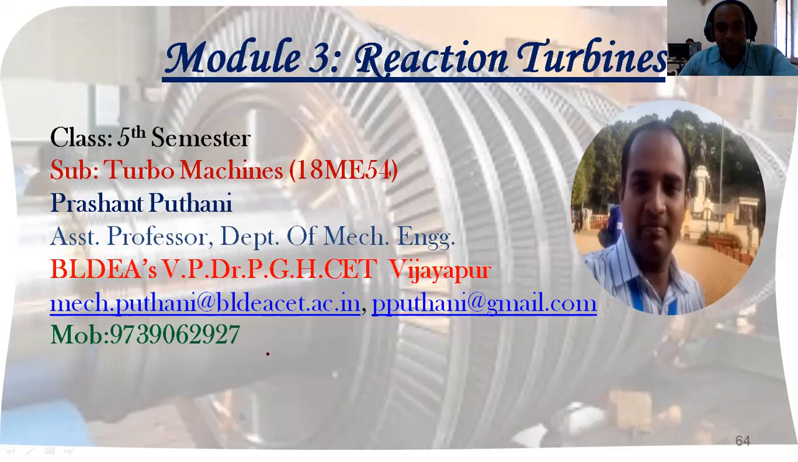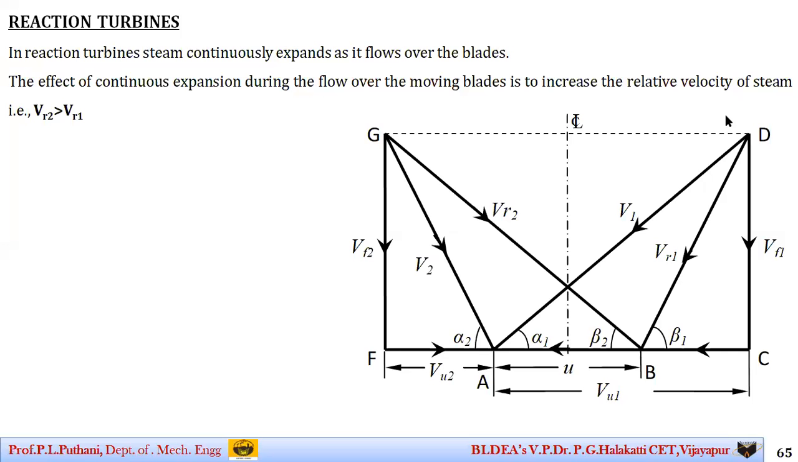So now let us begin today's session on the discussion of reaction turbines. Reaction turbines are the turbines where the steam expansion takes place both in the fixed blades as well as in the moving blades. So here the steam goes on continuously expanding in both the fixed and the moving blades.